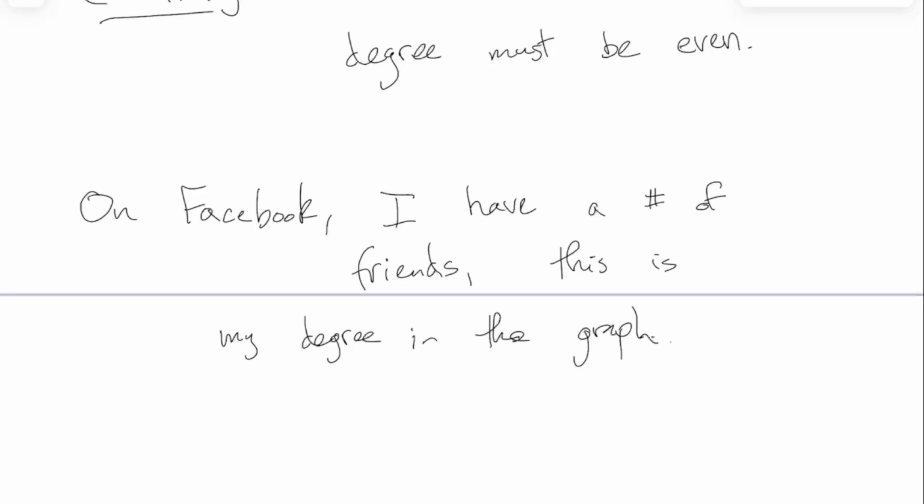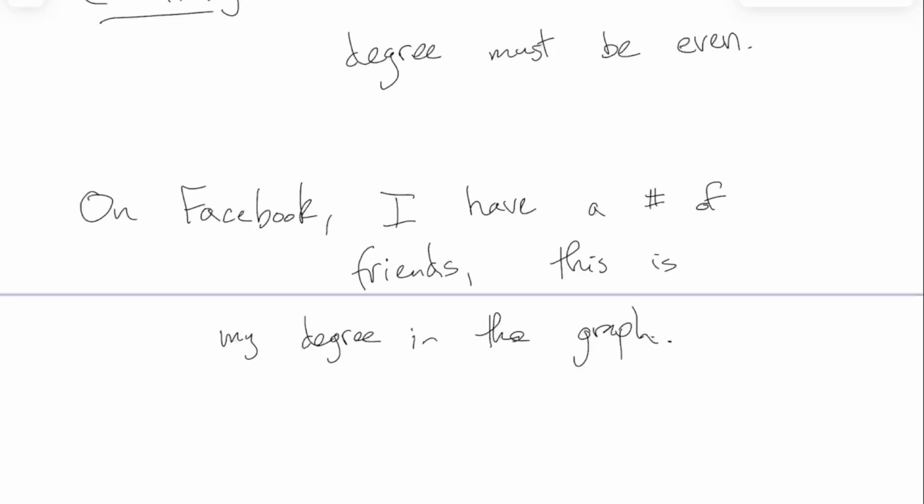And if you think about overall, all the people in the universe on Facebook, what are their degrees? The degree is just how many friends you have, and there's no reason for that number to be even or odd. I could have 7 friends, or I could have 8 friends. There's no reason it should be 8 rather than 7, even or odd. It doesn't matter, right? This is my degree in the graph.